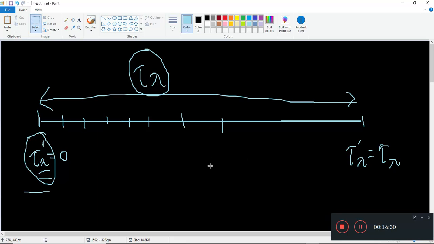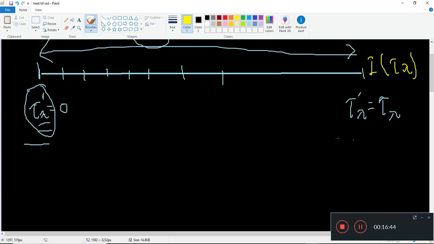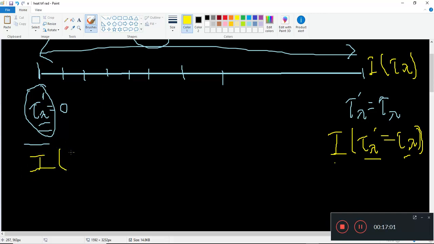Okay, so let's say we want to find the intensity here, the intensity at tau lambda prime. That's what we are doing. In other words, we can use the intensity at tau lambda. So the intensity at tau lambda is the intensity at tau lambda prime equals tau lambda, and here is the intensity at tau lambda prime equals 0.